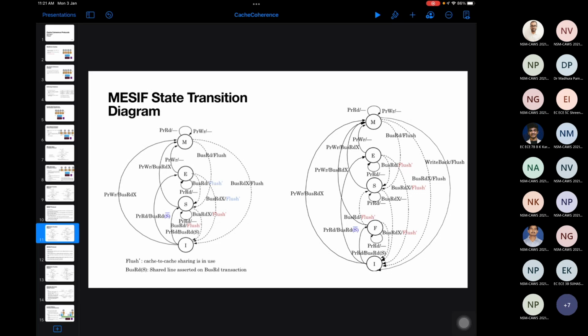So the advantage with MESIF is, if some other core requests the data, you don't have to supply the data from the lower level cache, which typically takes more time. If the data is there in the private caches and the private cache access latency is lesser than the shared cache, then MESIF is going to be beneficial. And that is what is happening here.